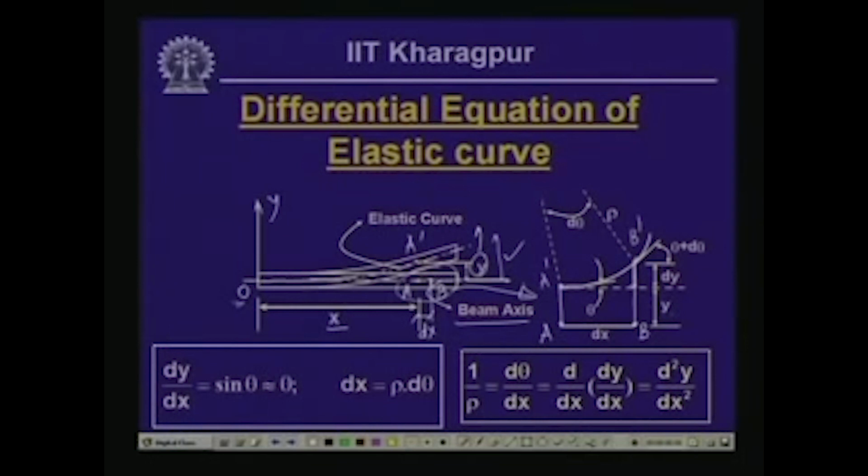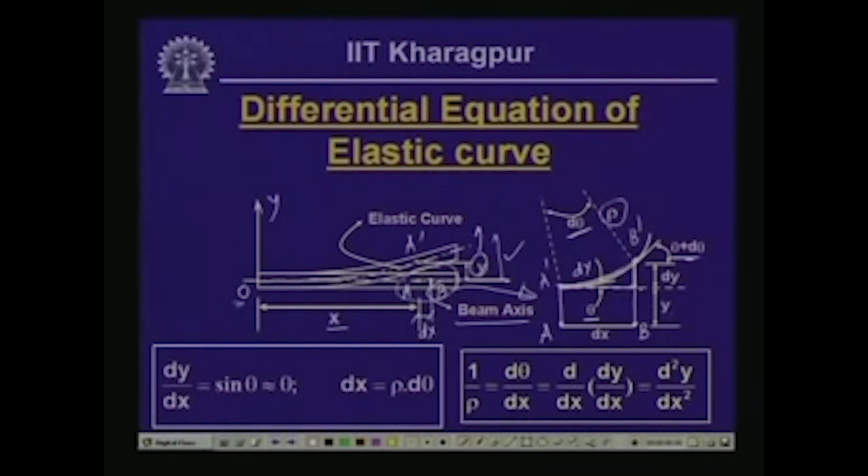Also, the slope of this particular axis, which we call theta at this point, over the length dx undergoes a small change; we call this theta plus d theta. The radius of curvature of this beam axis is rho. Over this segment dx, the angle it subtends at the center is d theta. Based on our assumption that the beam axis does not undergo any stretching, this curved part also is dx.